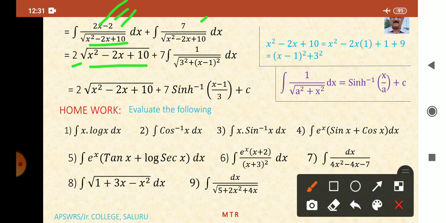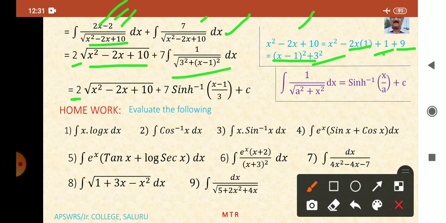For the second part we write the 7 here: 1 by square root of x square minus 2x plus 10. So this is of the first model, model 1. For that take x square minus 2x plus 10. Split this into either x square plus a square or x square minus a square. We write this as x square minus 2x into 1, of the form a square minus 2ab, so b square is 1. For 10 we write 9 plus 1, so the remaining is 9 here. This is of the form a minus b whole square, that is x minus 1 whole square plus 9, which is 3 square.